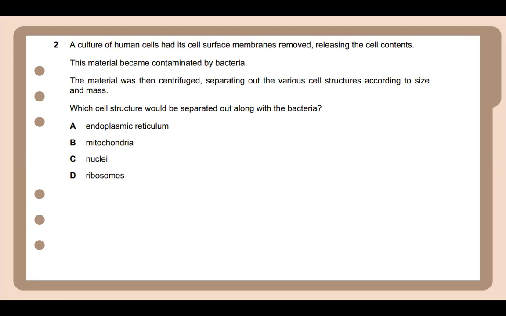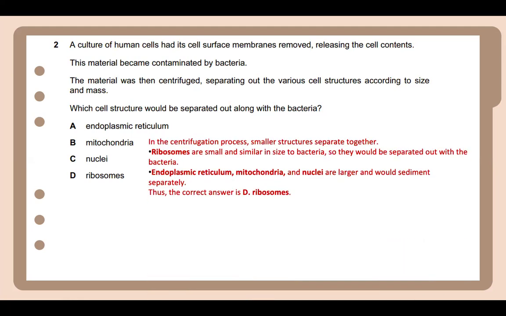A culture of human cells had its cell surface membrane removed, releasing the cell contents. This material became contaminated by bacteria. The material was then centrifuged, separating out the various cell structures according to size and mass. Which cell structures would be separated out along with the bacteria? In the centrifugation process, smaller structures separate together. Ribosomes are small and similar in size to bacteria, so they would be separated out with the bacteria. Endoplasmic reticulum, mitochondria, and nuclei are larger and would sediment separately, so the correct answer is ribosomes.